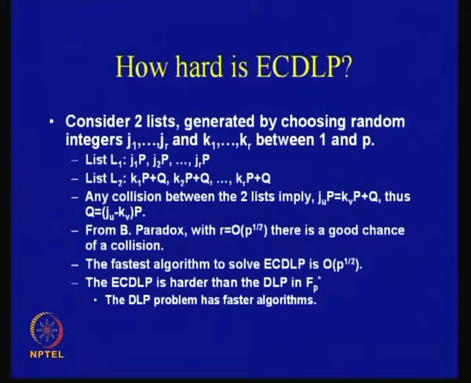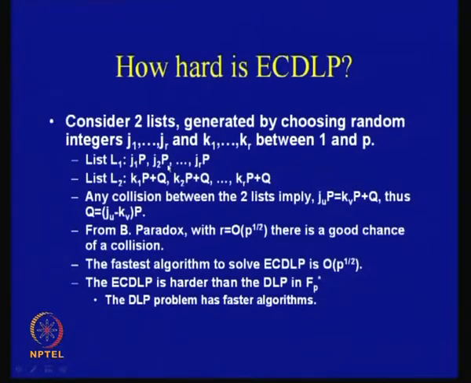So, we know that if I generate two lists L1 and L2 based upon, say, r random choices of values like J1 to Jr and K1 to Kr. So, what I do is I just generate J1 to Jr randomly, and all these are from 1 to P. Between 1 and P you choose any arbitrary values. So, I obtain J1 P, J2 P and so on till Jr P. I generate similarly another list built upon K1 into P plus Q, K2 into P plus Q, and then Kr into P plus Q.